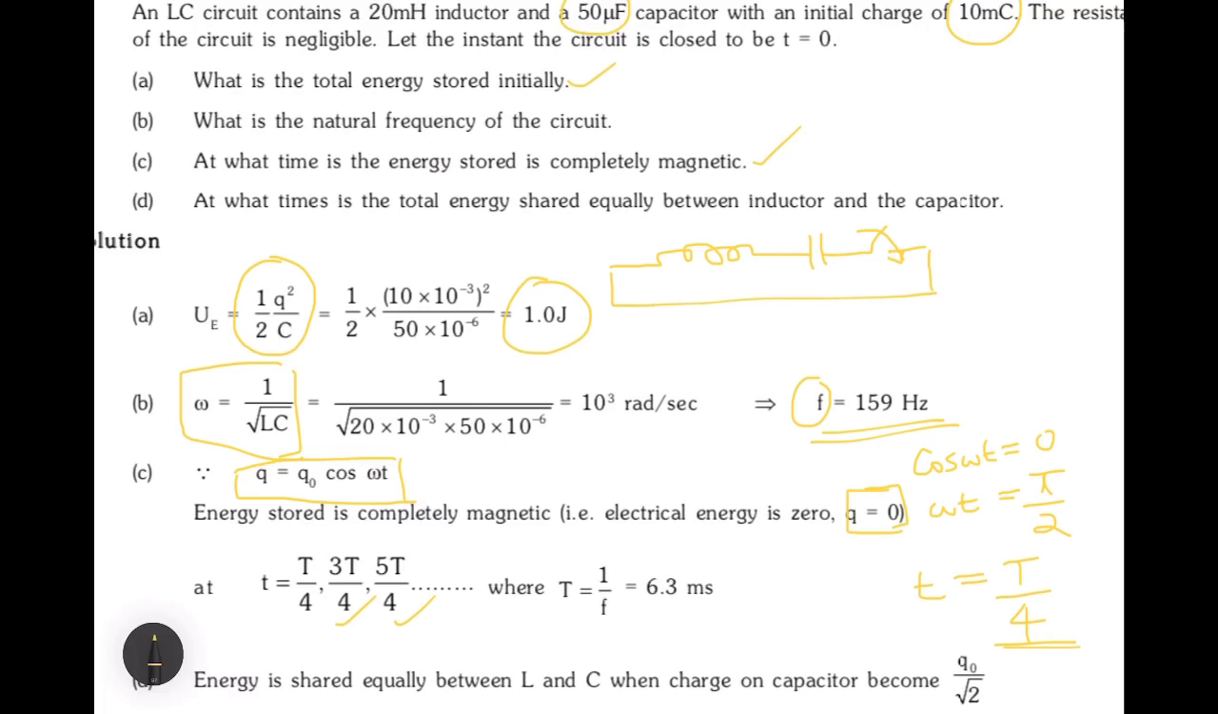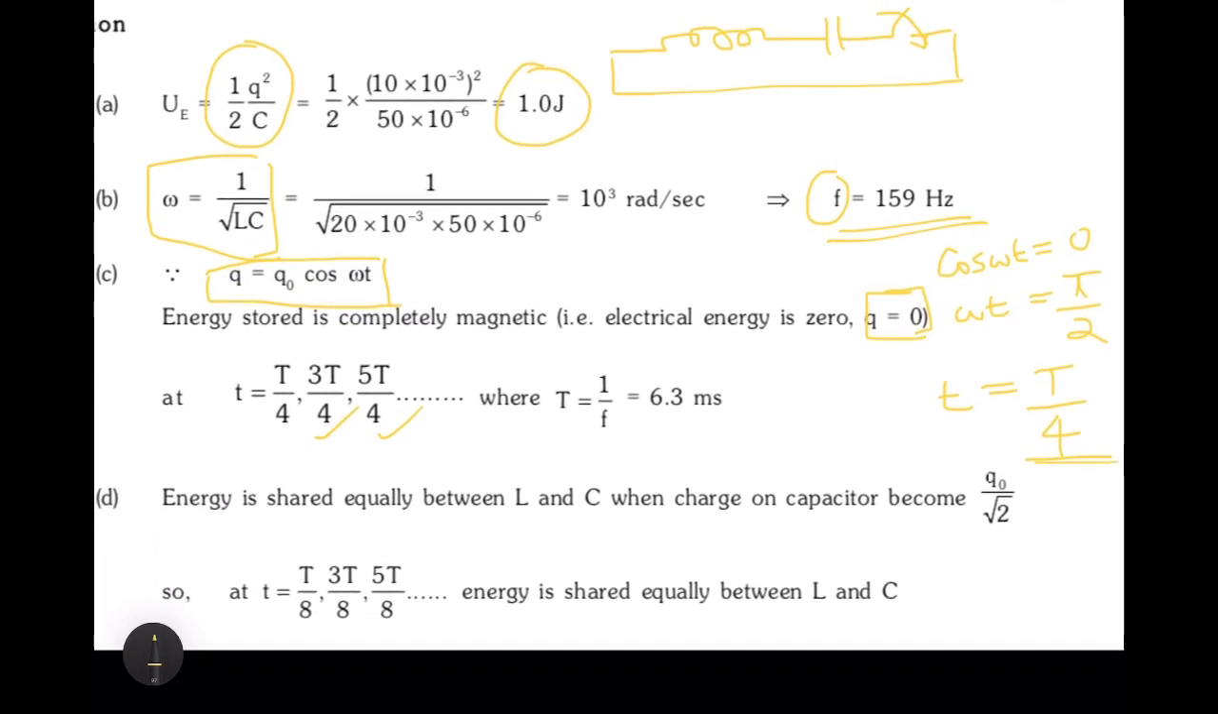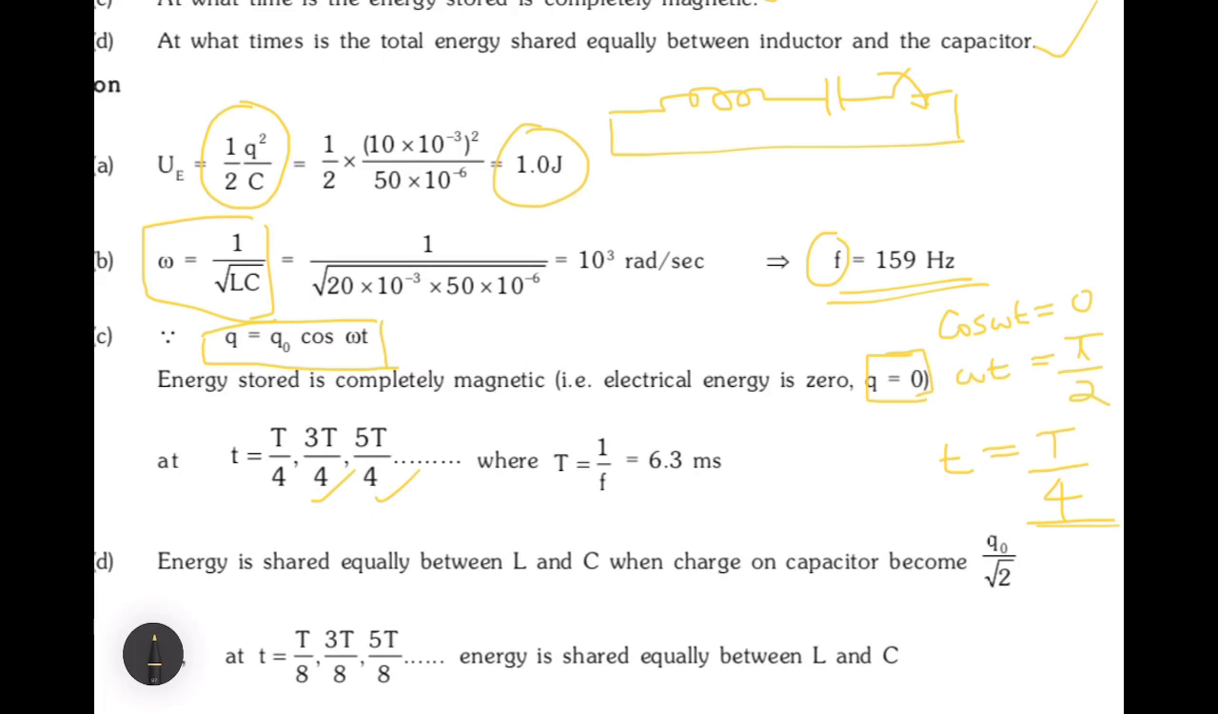Now, at what times is the total energy shared equally between inductor and capacitor? That is the last question. During which times is the energy shared between them completely equal? We know that the charge stored in the capacitor is Q0, right? Energy is shared equally between L and C when the charge on the capacitor becomes Q0 by root 2.